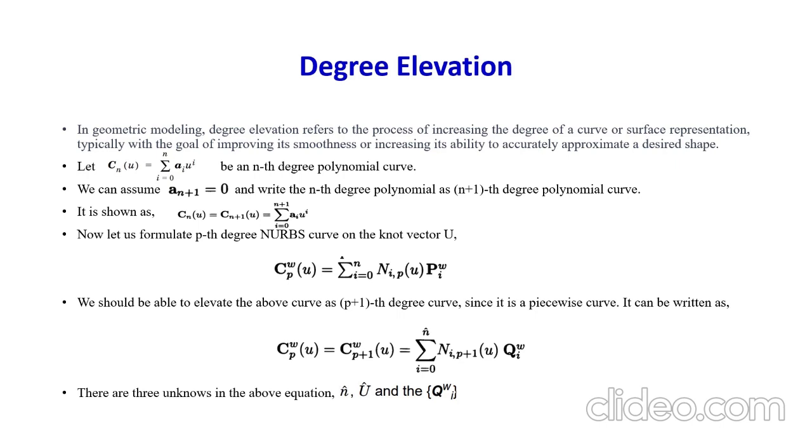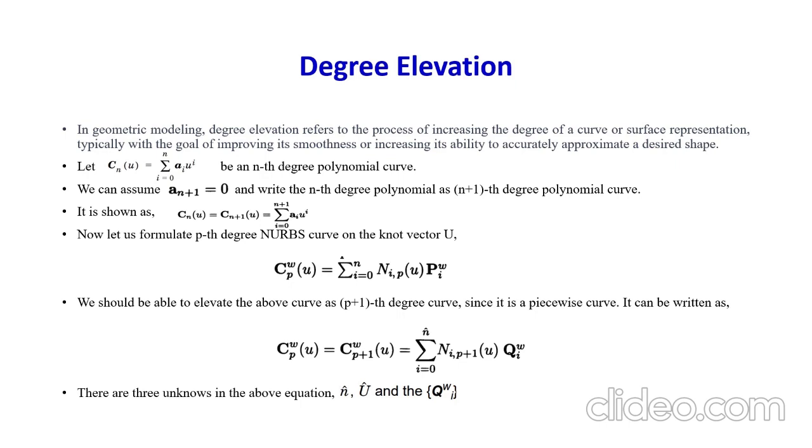Now let us formulate the pth degree NURBS curve on knot vector U. U is a vector which consists of n number of knots. So the pth degree NURBS curve is Cpw of u equal to summation over i equal to 0 to n of N_i,p of u into Pi.